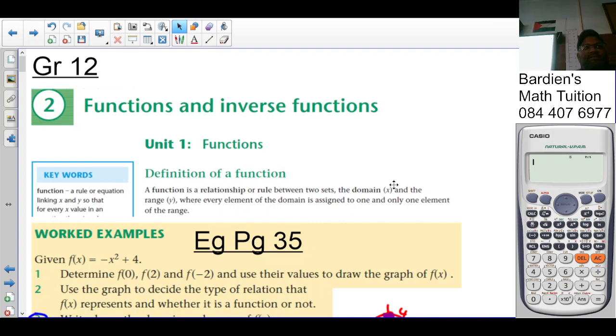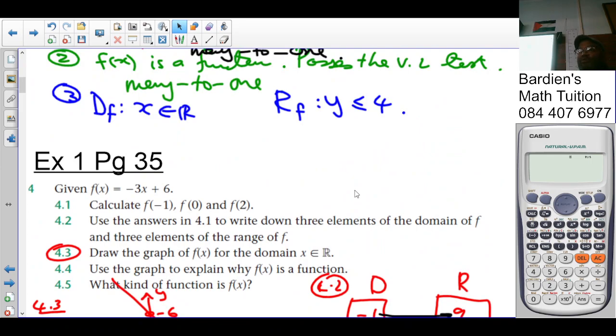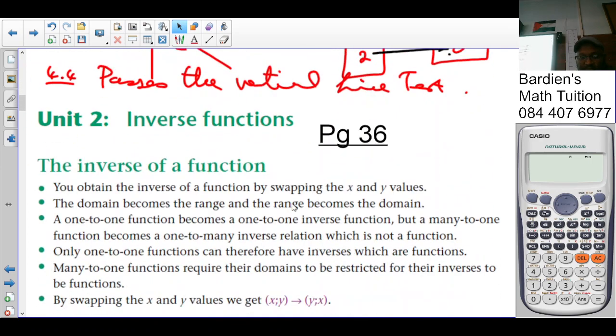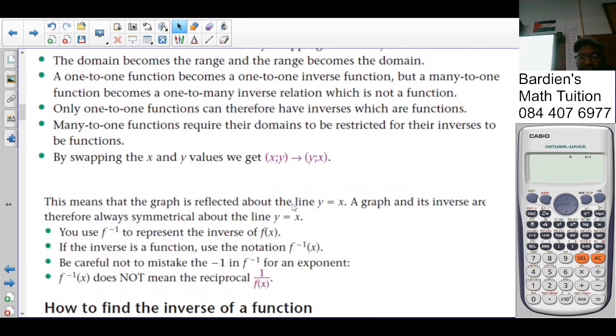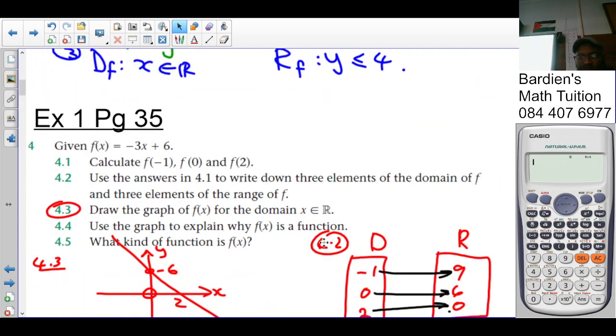Please answer the questions again at the back of your maths books. This time you have the opportunity to look through your previous sections of work, okay? You guys had some homework. The homework was on exercise 1 on page 35. Is that correct? Any problems with number 1?